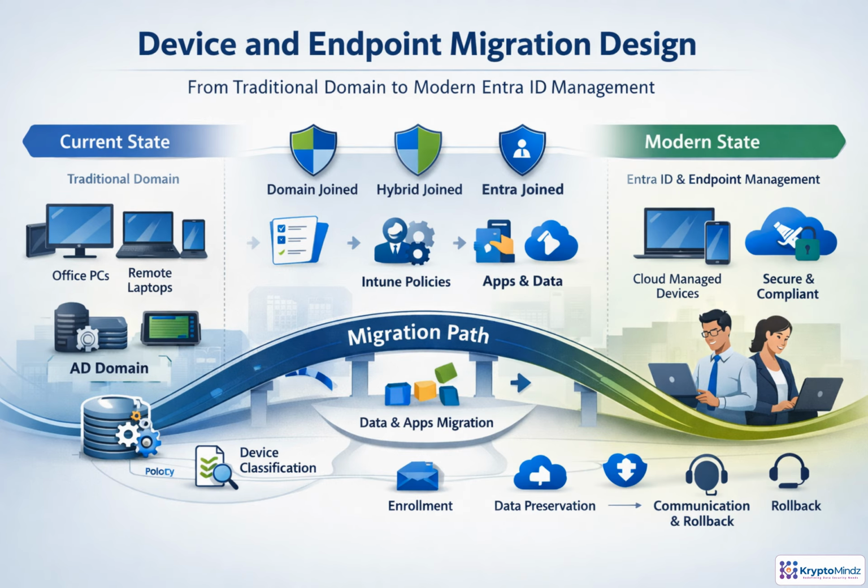Device migration should be treated as a user-facing transformation, not just a join state change. Inventory devices and classify them by role, operating system, location, compliance requirements, and domain dependencies. Choose a pilot group that represents real business scenarios. For each device type, decide whether domain joined, hybrid joined, or fully Entra joined is the right state. As you move forward, replace group policy with Intune profiles, baselines, compliance rules, and endpoint protection. Keep the user experience central, preserve data, install apps predictably, communicate support paths, and keep rollback options ready.